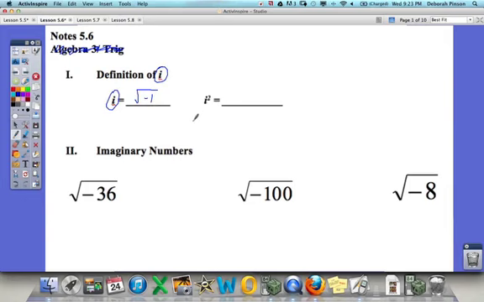Now, if you've got the square root of negative 1 squared, that would be i squared, and it's negative 1. Okay? Write these down, have them in your head.